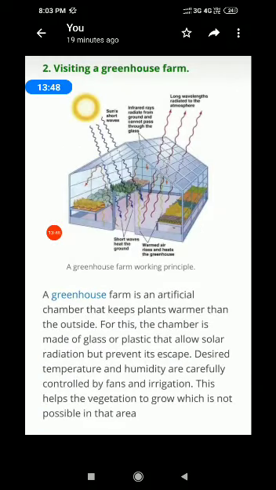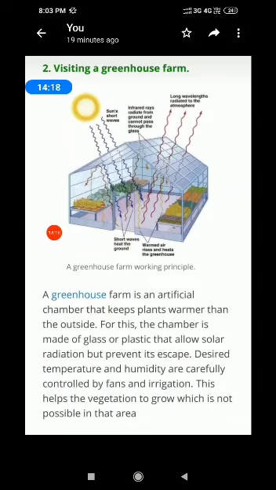Next, visiting a greenhouse farm. Second project, visiting a greenhouse farm. Listen. A greenhouse farm's working principle: a greenhouse farm is an artificial chamber that keeps plants warmer than the outside.